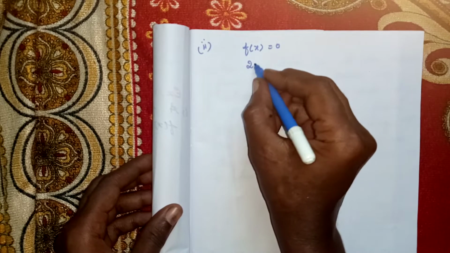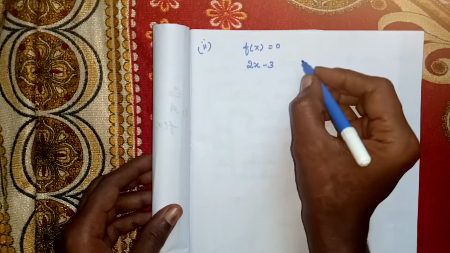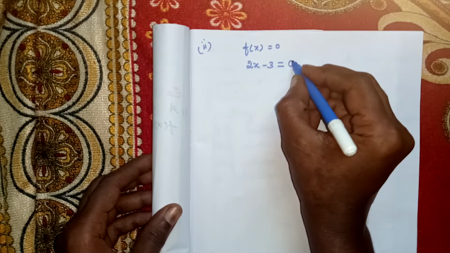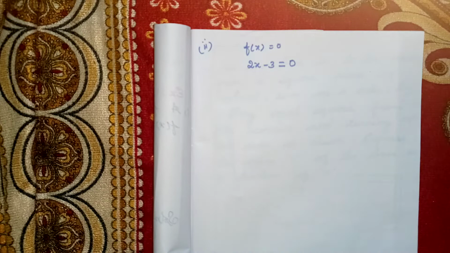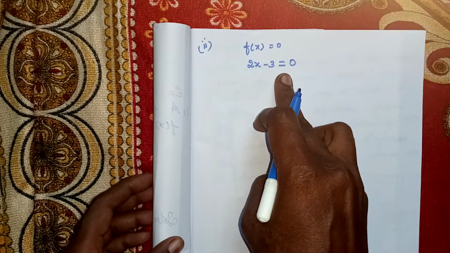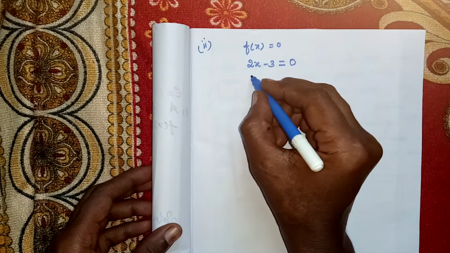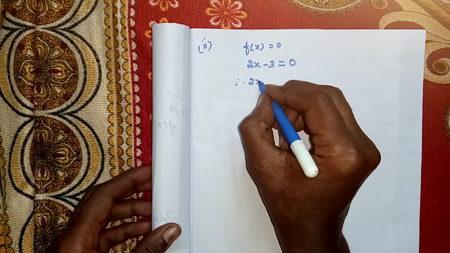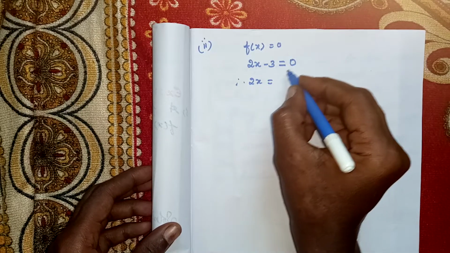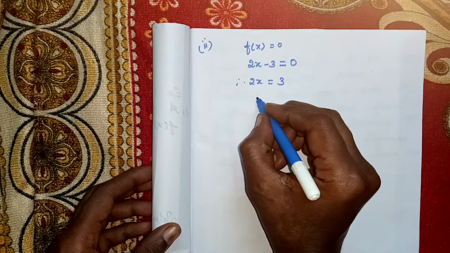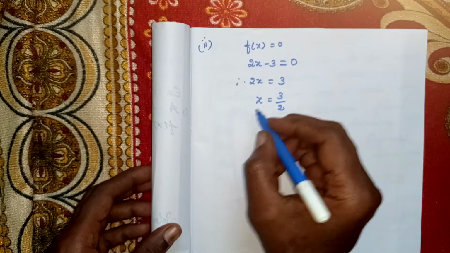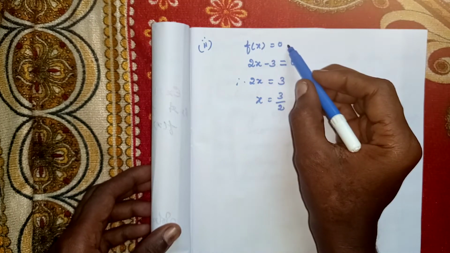2x minus 3. f of x is equal to 0 means we have to write 2x minus 3 is equal to 0. Therefore, 2x is equal to 3. If we are taking minus 3 this side, what will we get? 3. Therefore, x is equal to 3 by 2. What's the value of x? 3 by 2.